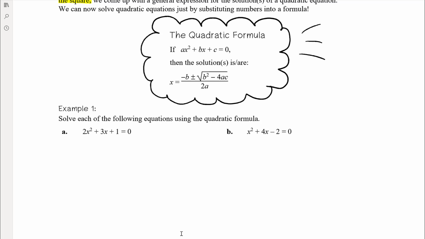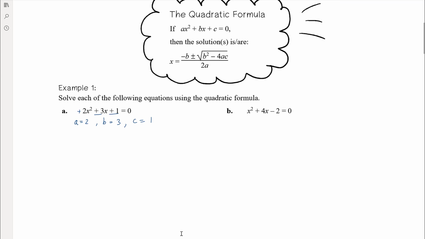Okay, so the key thing is to make sure you've got your ax squared plus bx plus c equals 0 form before you start. From there you can then identify your a value here is 2, your b value here is 3, and your c value here is 1. Careful about signs. This is positive 3, this is positive 1, this is positive 2.